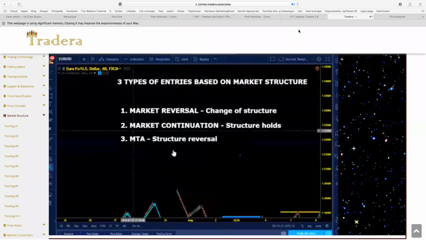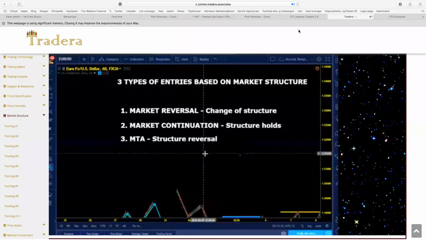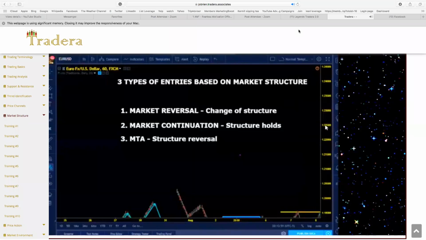But all three of these types of trades, you can implement one type, two types, or all three types. It doesn't really matter. Each one of these types of trades is highly profitable and consistent, and regardless of what strategy you use in the markets, this is going to help your trading, flat out. So let's take a look at market reversal.